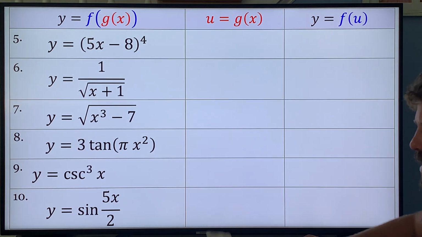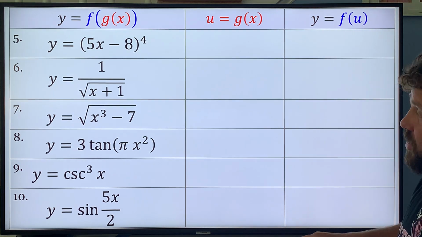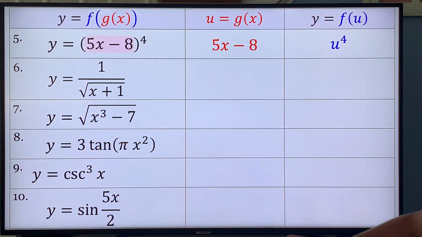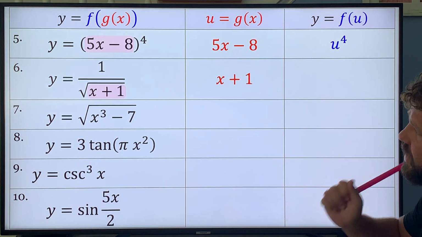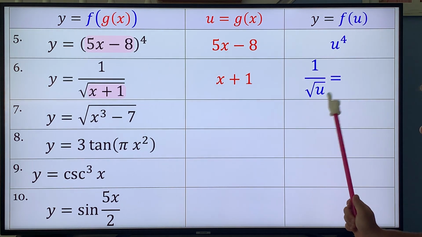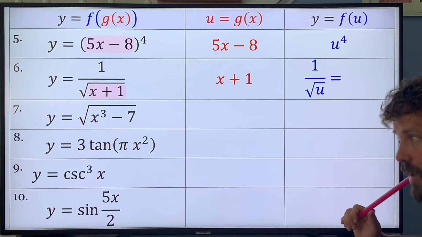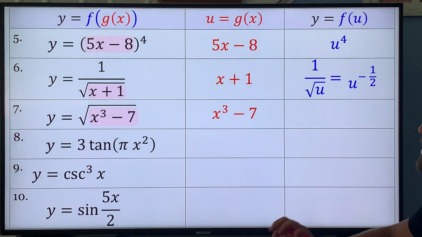All right, so do 5 to 10. Pause it. You're on pause? Let's go look at it. Inside function, 5x minus 8. Outside function, u to the 4th power. Inside function here, x plus 1. Now, if x plus 1 is my inside function, my outside function is 1 over square root of u. What does that equal? Well, square root of u is u to the 1/2, and since it's the denominator, it's u to the negative 1/2. 7. X cubed minus 7 is my inside. Outside is the square root of u, or u to the, we just said it, 1/2.